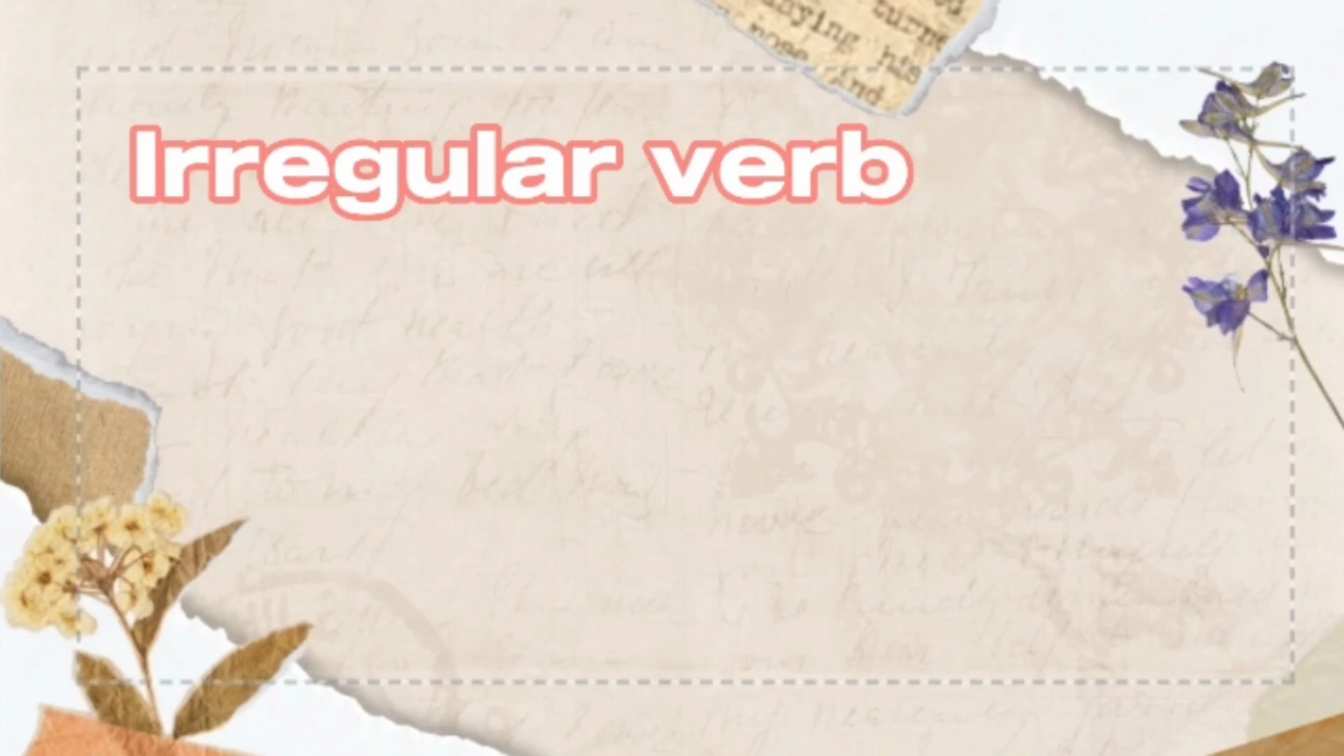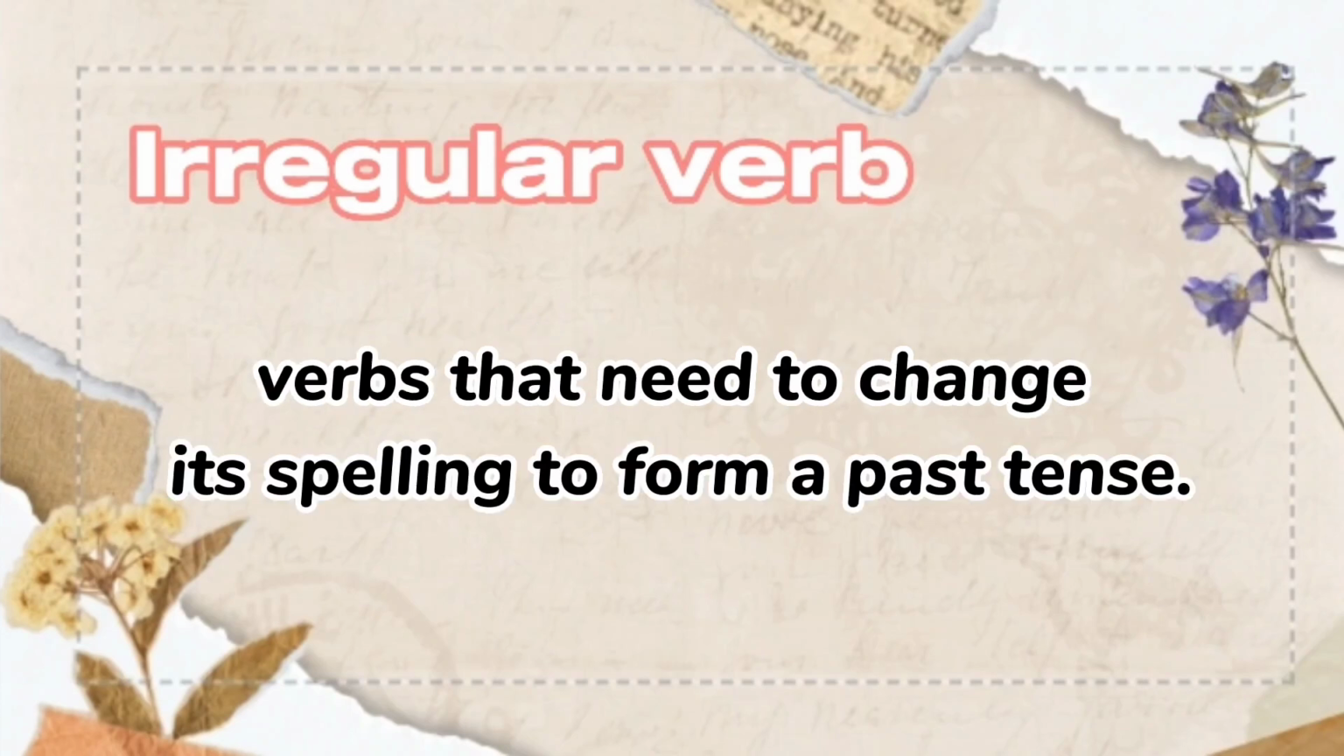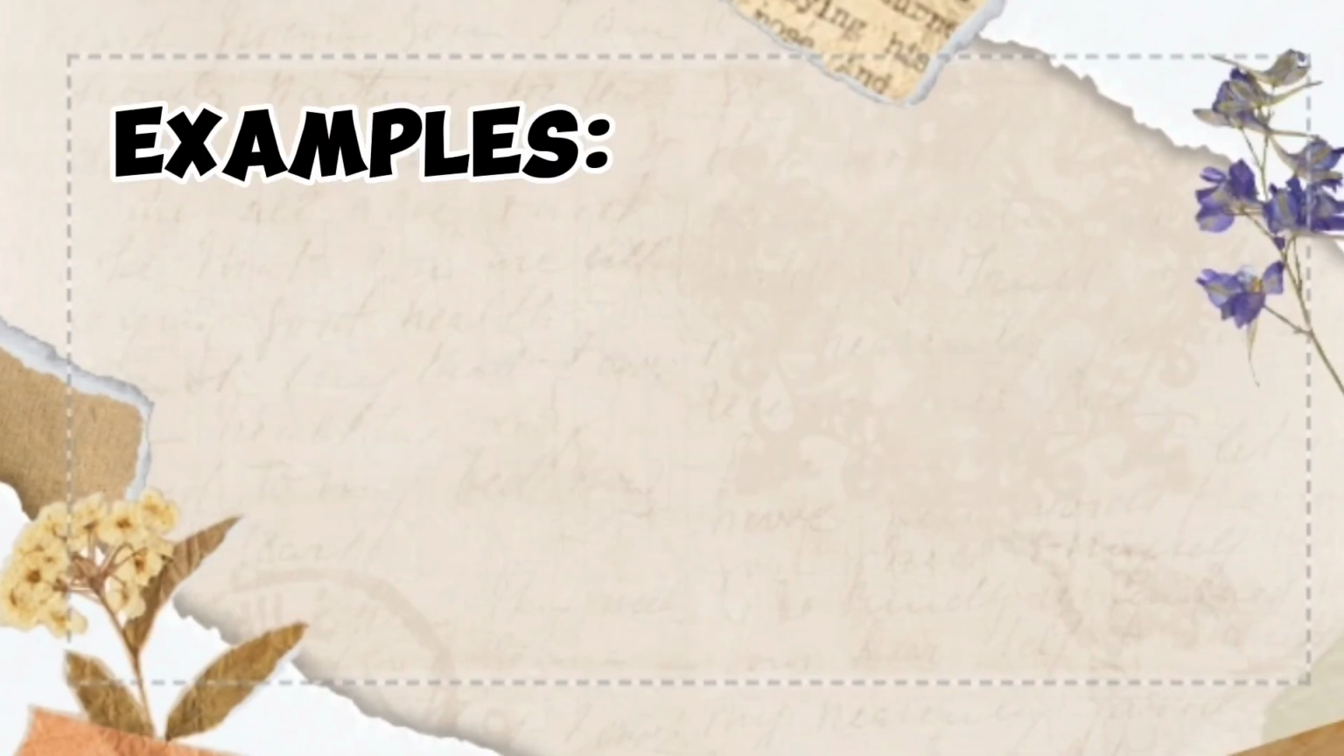When we say irregular, these are verbs that don't need to add a d or an ed at the end of it. All we need to do is just change the spelling to form a past form, or no change at all. For us to better understand what irregular is, let's go ahead and proceed with the following examples. Let's start with example number 1.